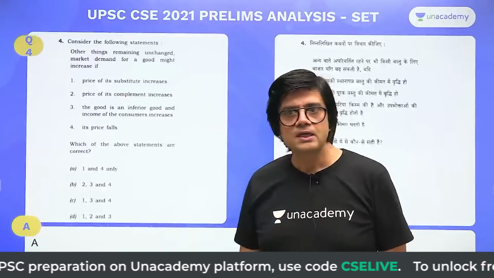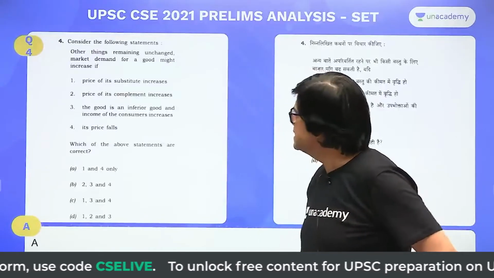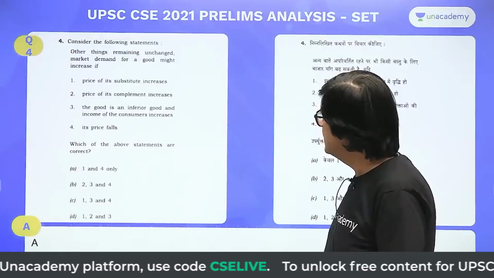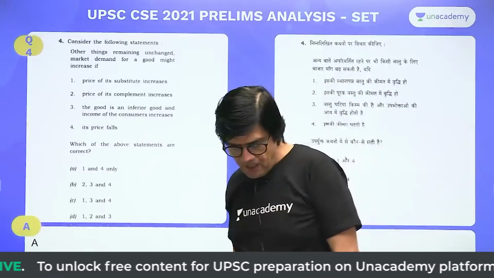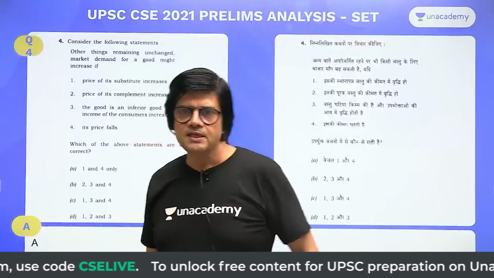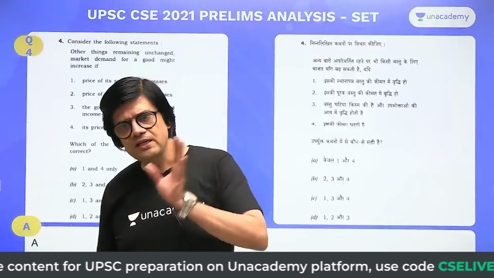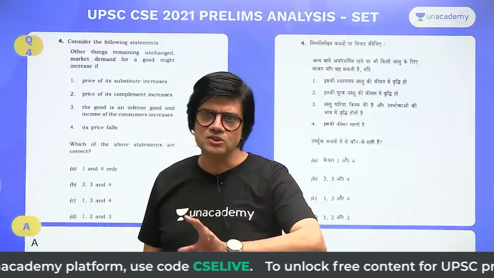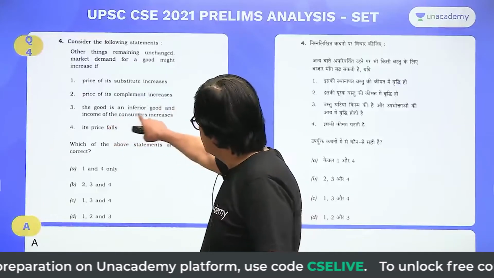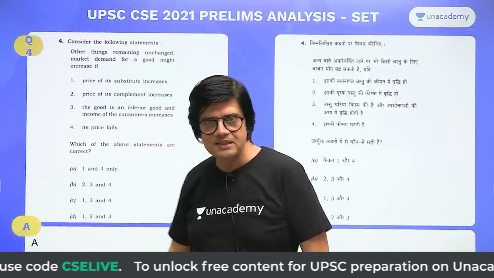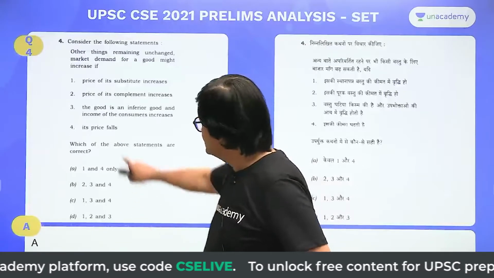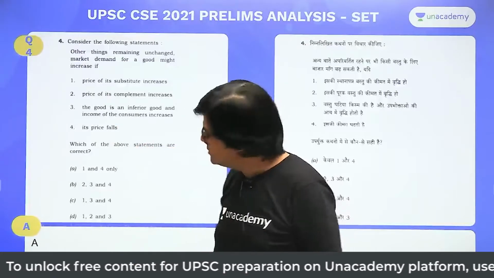Question number 4. First of all, I am starting with this question. It says, consider the following statements: other things remaining unchanged, market demand for a good might increase. Now here, there is a principle in economics that if a good's quality is inferior and your income rises, then you tend to purchase goods of better quality and not of inferior quality. That means if the income of the consumers increases, they would not prefer to buy goods of inferior quality. That means option 3 is totally out, and we are left with only one option.